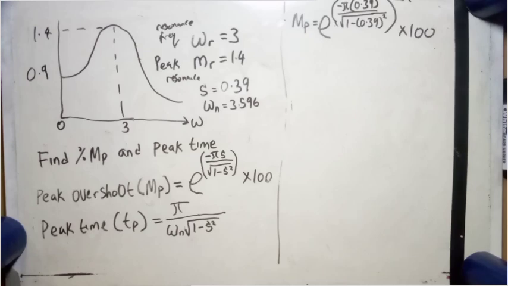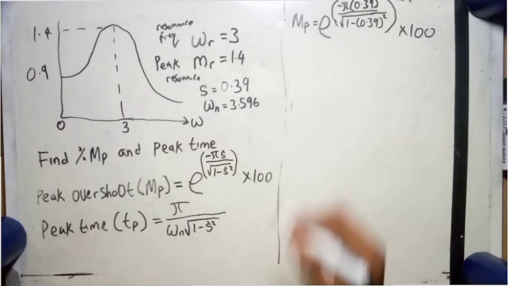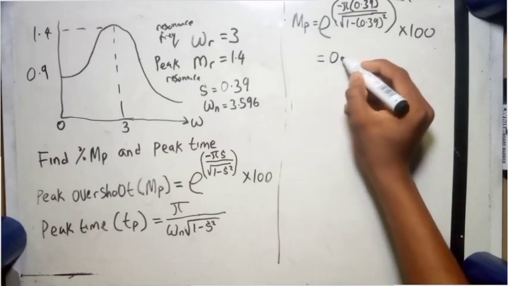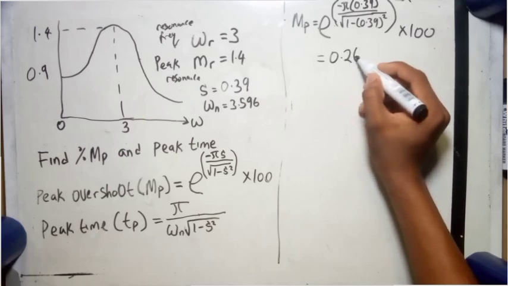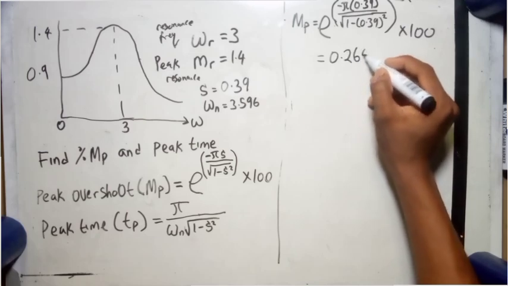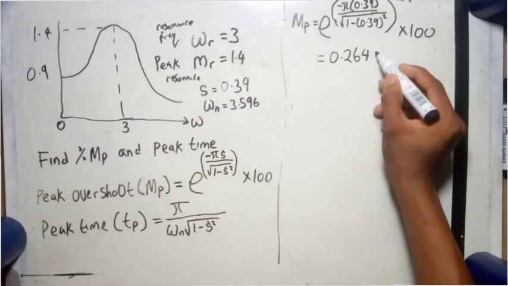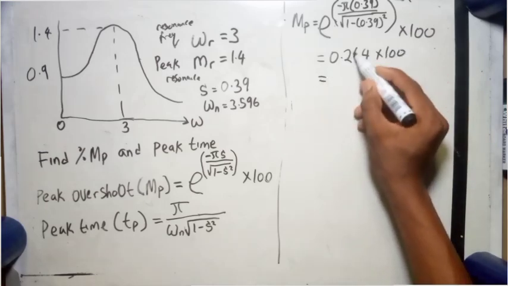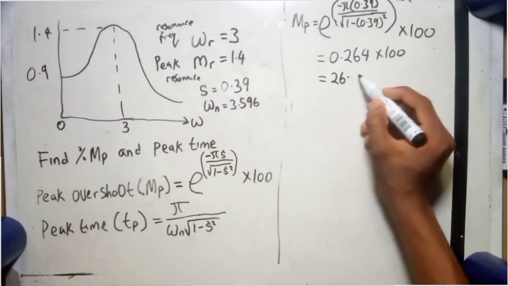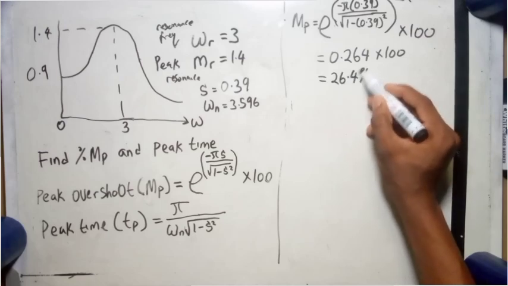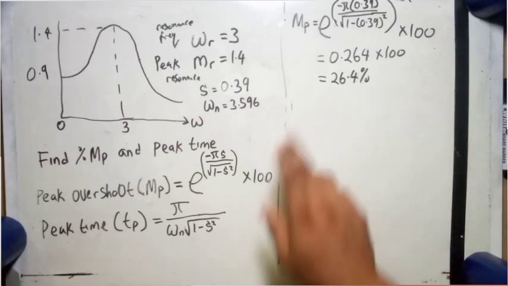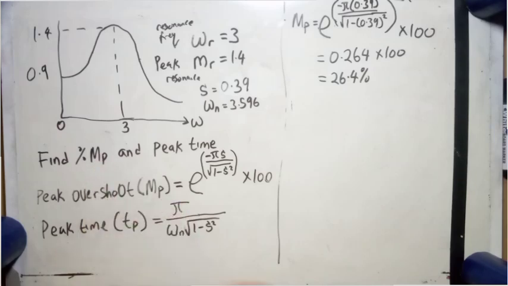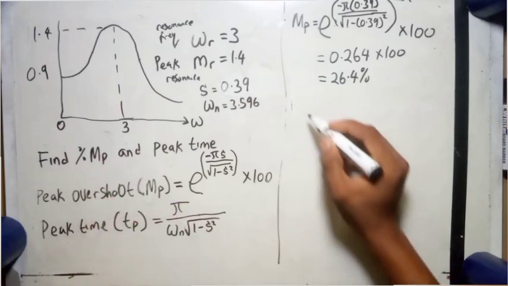Now doing that, exponential is in this calculator also. Shift and natural log, that's e to the power x. You get it? Then you start solving. So I got it to be 0.264, times our 100, and we have 26.4%. So that is the value of our MP in percentage.